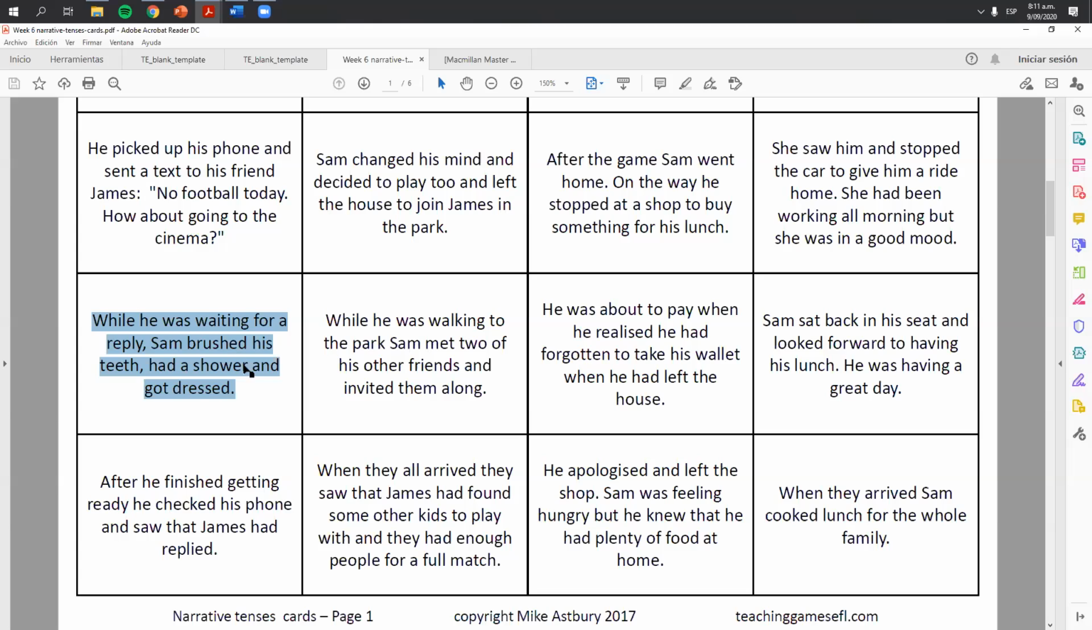So guys, this is an example of what I always tell you. As you can see here, we have two different forms. We have a continuous form here, while he was waiting for a reply, and then they use simple past, but they keep the consistency. You see, so all the verbs are in past. So brushed, had, got. Sometimes this is where we have problems, and sometimes we end up saying things in present. So this is an example of what we should keep in mind. Thank you, Lina. Let's continue with the fourth. Tatiana Obando, would you please help us with that one?